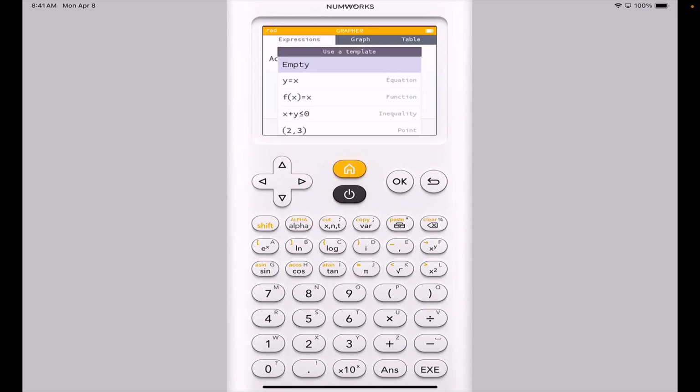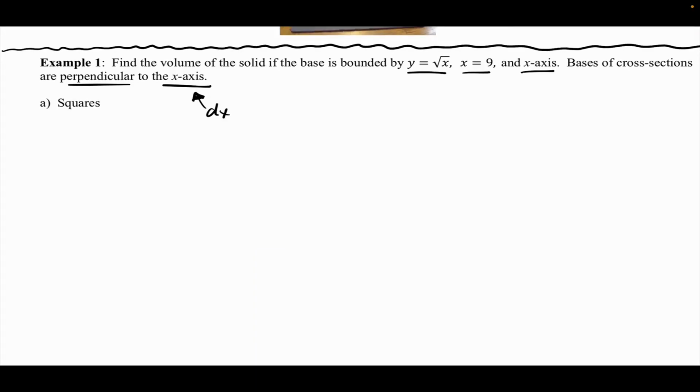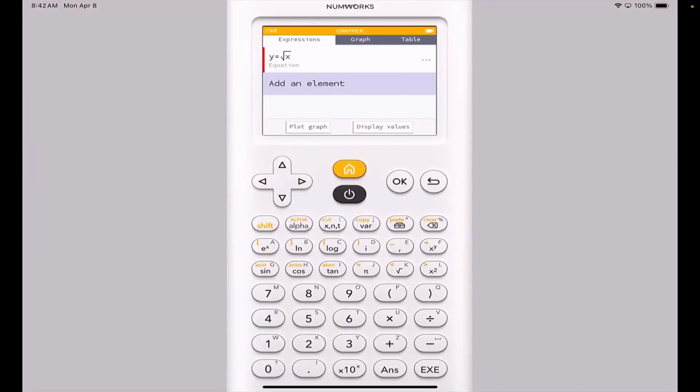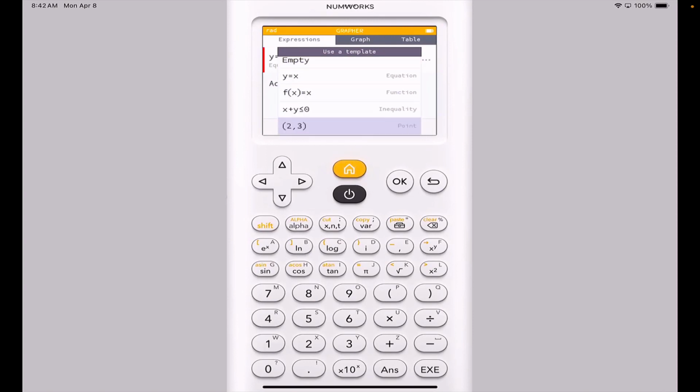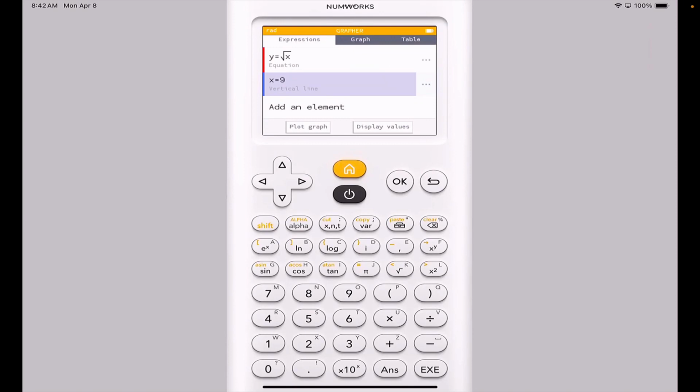Okay, so the first one is the square root of x. Okay, that was the first one. The second one, x equals 9. That's a vertical line. And then the last one was the y-axis, or sorry, the x-axis. You can graph the x-axis if you want, but you don't necessarily need to.